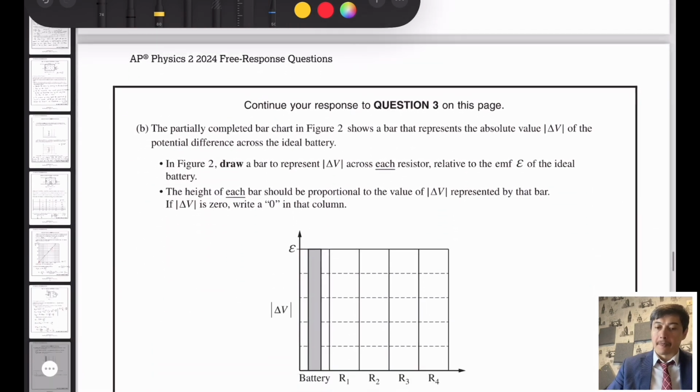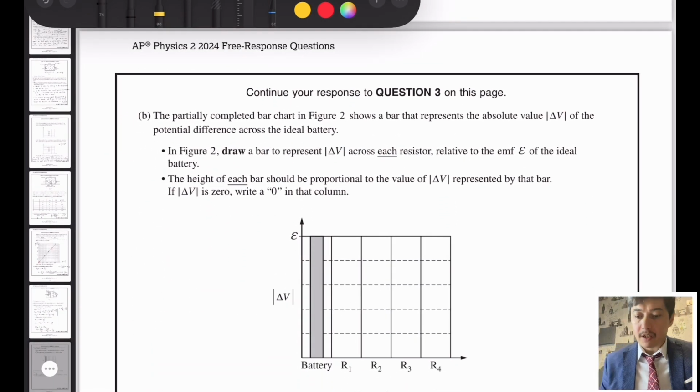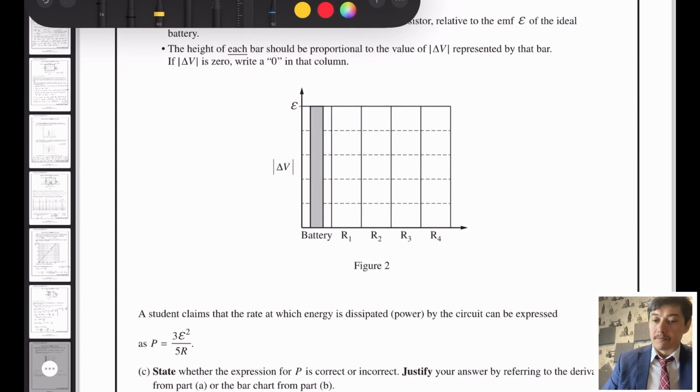Next, part B. The partially completed bar chart in figure 2 shows a bar that represents the absolute value delta V of the potential difference across the ideal battery. In figure 2, draw a bar to represent delta V across each resistor relative to the EMF epsilon of the ideal battery. The height of each bar should be proportional to the value of delta V represented by that bar. If delta V is 0, write 0 in the column.